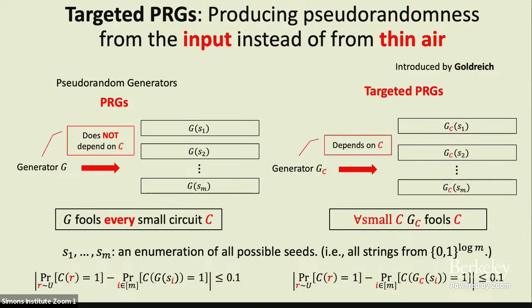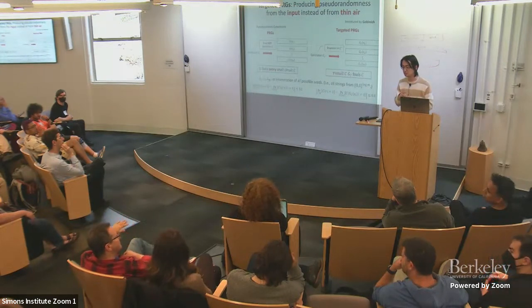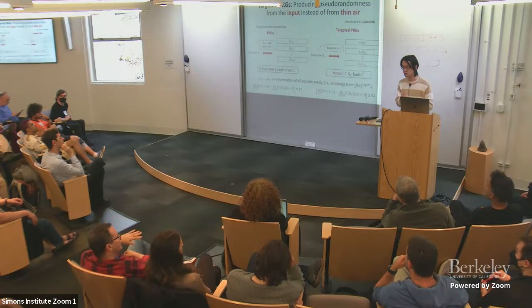So we're relating it to old results. In Nissan's PRG, if you look at the targeted version, it has a logarithmic seed size. It's not targeted, no, but there is an old result of Sivakumar that observed that you can use Nissan's PRG for derandomization. I think the high-level point was similar: the seed size can be reduced from log squared to logarithmic by allowing it to depend on the algorithm.